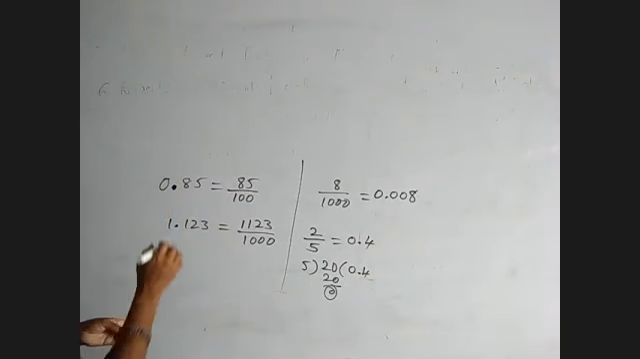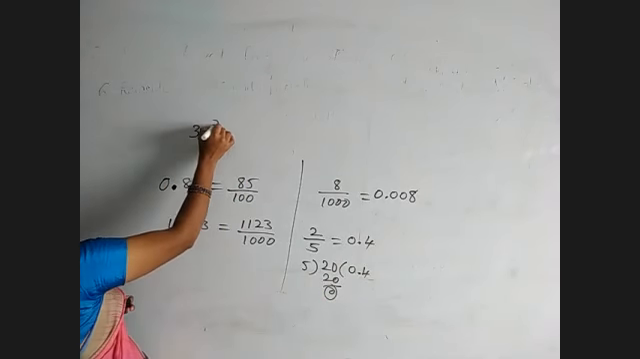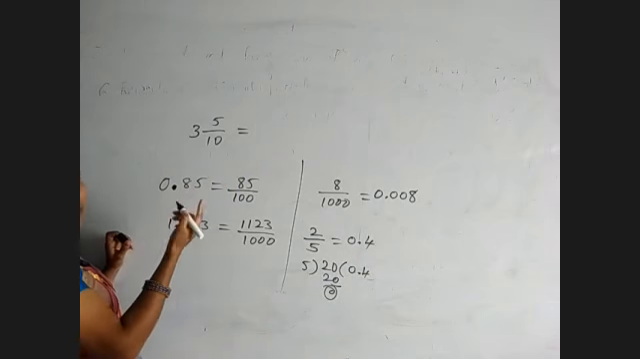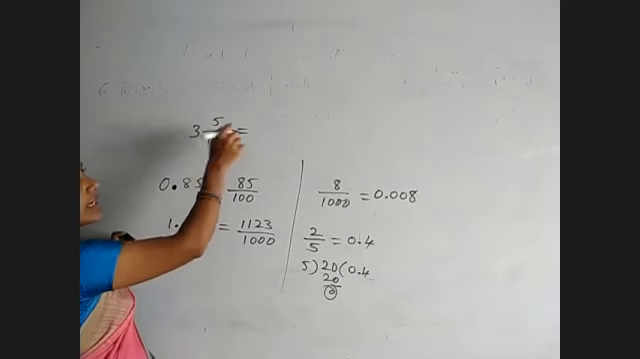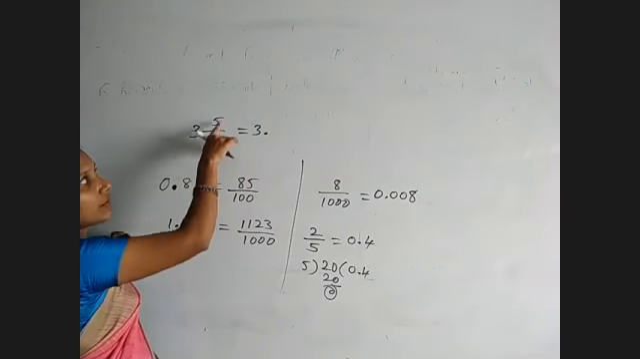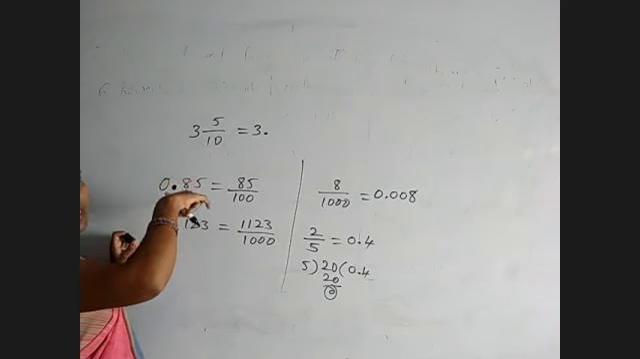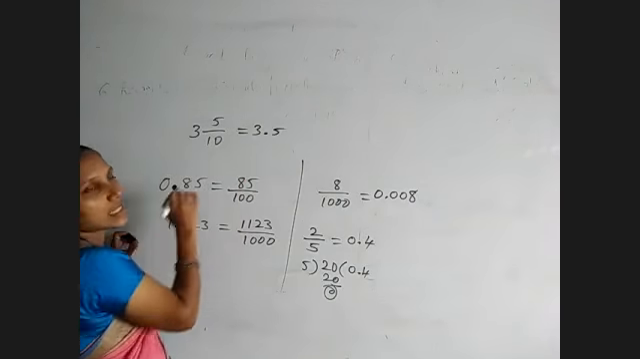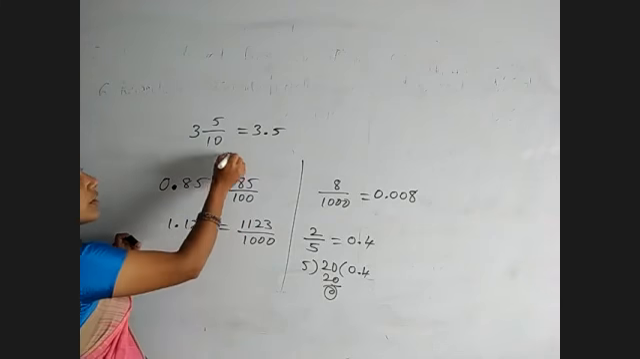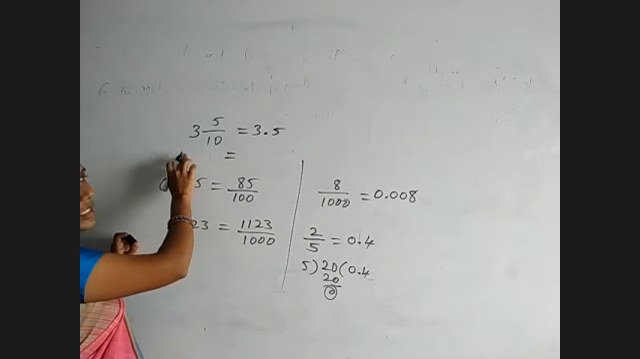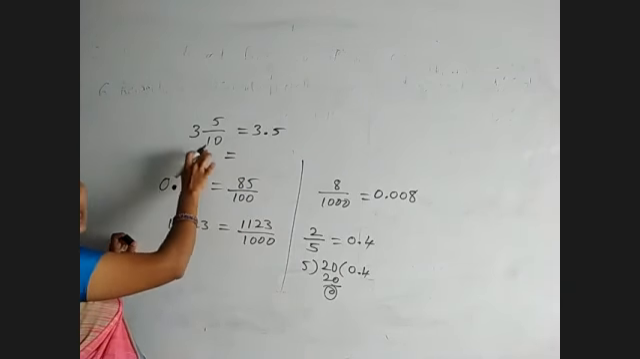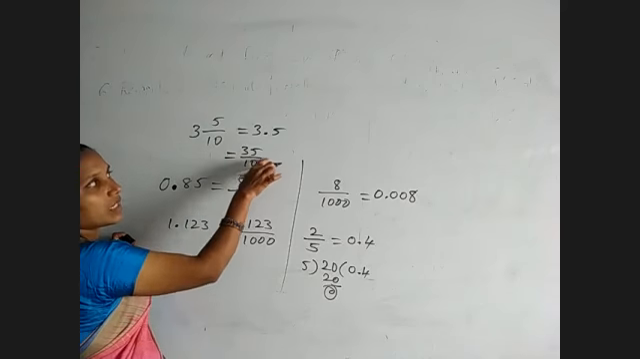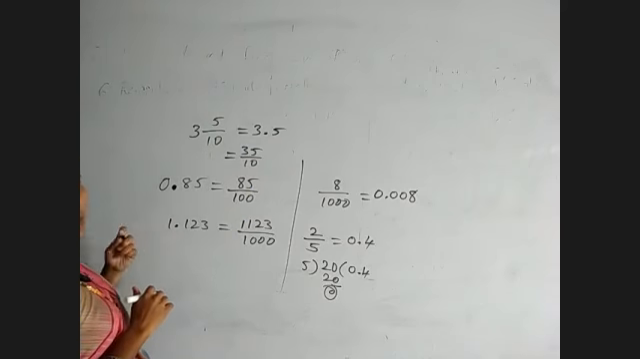Okay. And suppose I have a mixed fraction like this, 3 and 5 by 10. In this case, actually without doing it also we can write directly. 3 we get in the whole number part and the equivalent value of 5 by 10 is 0.5 in decimal. Means its value is 3.5. But converting to an improper fraction, what will we get? 3 times 10 is 30. 30 plus 5 is 35 by 10. That is nothing but 3.5. Like that also we can do.